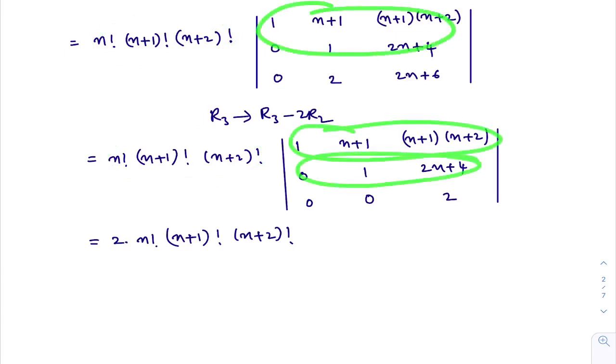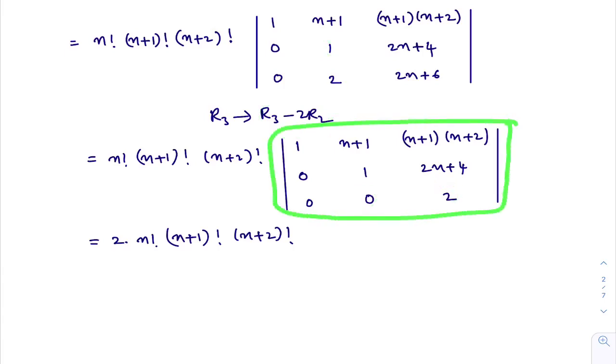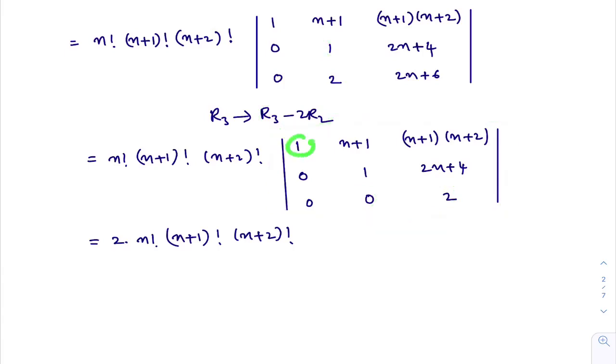These things I have written from here as it is. R3 change is there. So 0 minus 0, that is written like this. R3, 2 minus 2 into 1, that is 0. I just applied this operation to the third row. Okay, then you are getting 2 here. Now you see, this is the determinant of a diagonal matrix. What is the determinant of a diagonal matrix? Product of all its diagonal elements. So here 1 into 2, that is 2 into n factorial into n plus 1 factorial into n plus 2 factorial. I hope you are understanding.